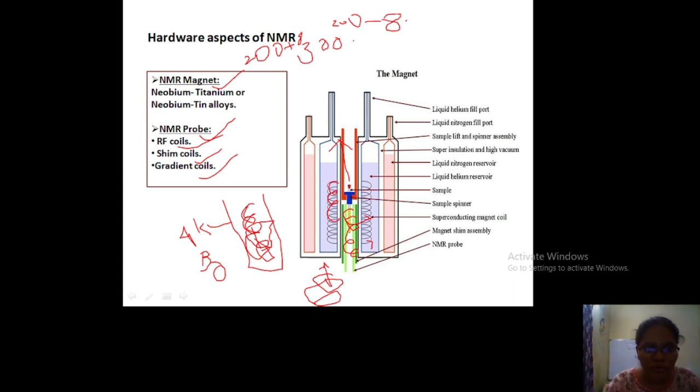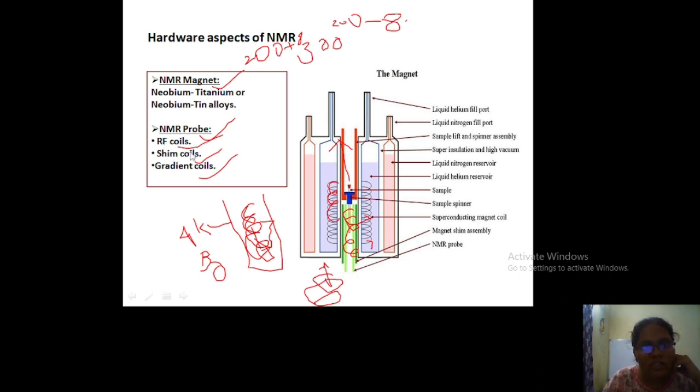So that we can do using these shim coils. These shim coils are used to homogenize the magnetic field which is experienced by the sample. Due to the drift in the magnetic field, at some region the molecules might experience 200 megahertz plus 8 hertz field, and at some other region they might experience 200 megahertz minus 8 hertz. So this field homogeneity is obtained by passing small currents in the shim coils.